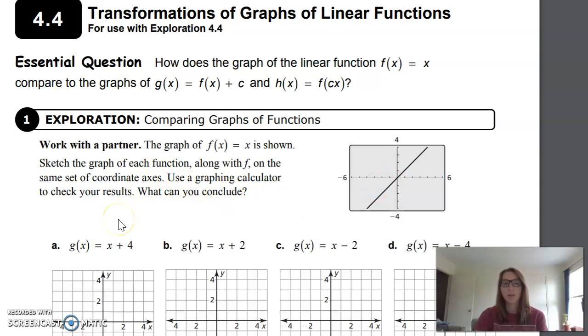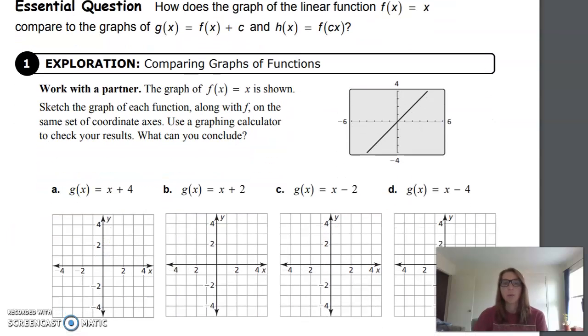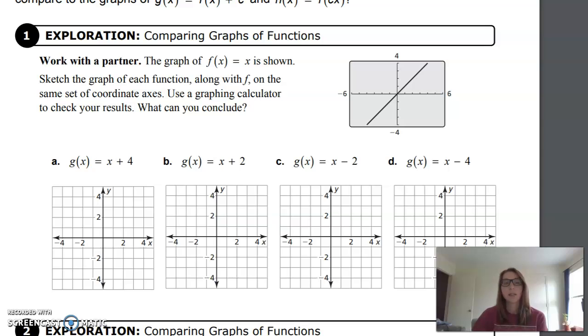Now with these equations that we'll be working with here, you will see g of x equals, and that's the same as that f of x. As we are going through, I might say f of x or I might say g of x as I'm putting it in a calculator. They're both the same representation.